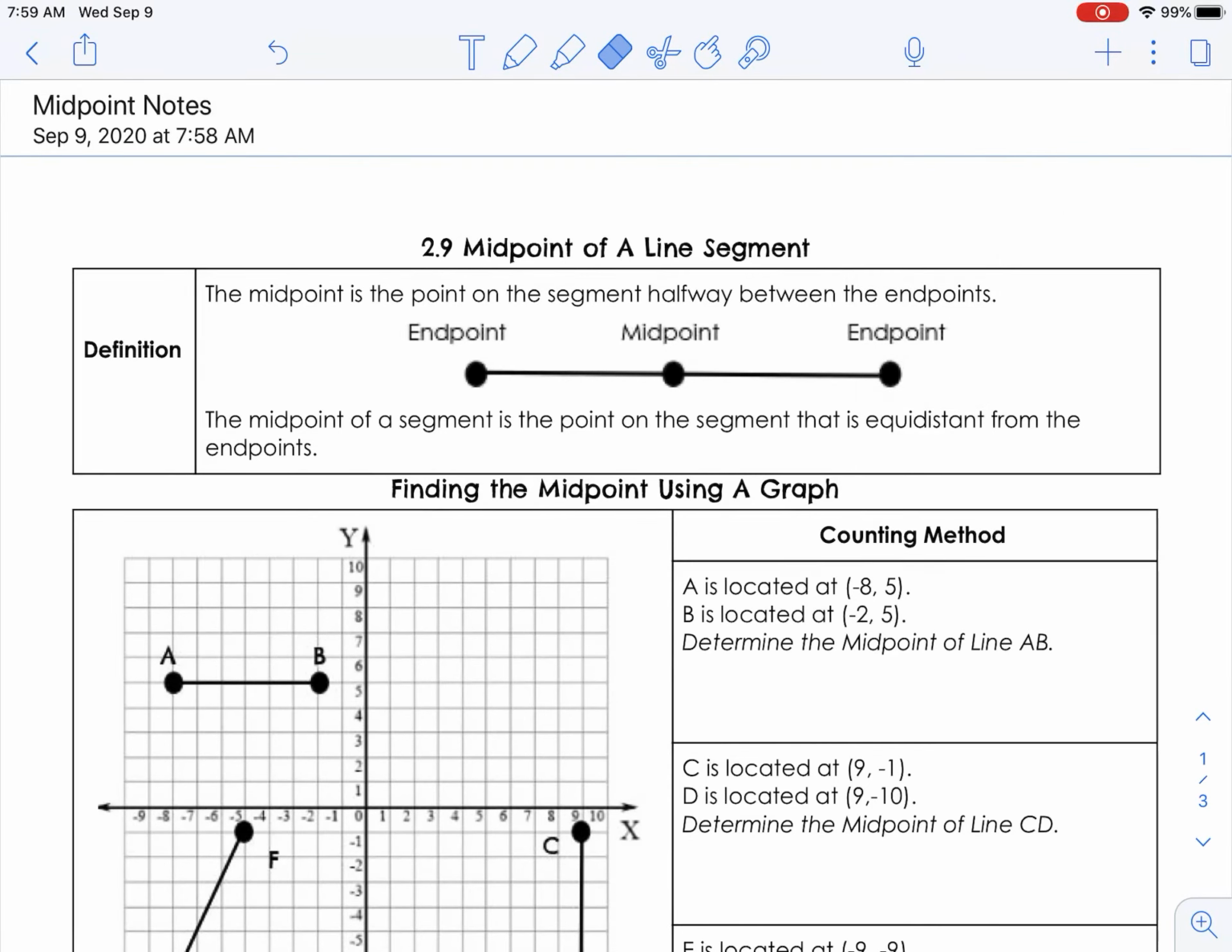All right, today we're going to look at the midpoint of a line. The midpoint is just the halfway point between a line. So here would be the midpoint between two endpoints. All right, it is equal distance from both of the endpoints, so it's going to be right in the middle.